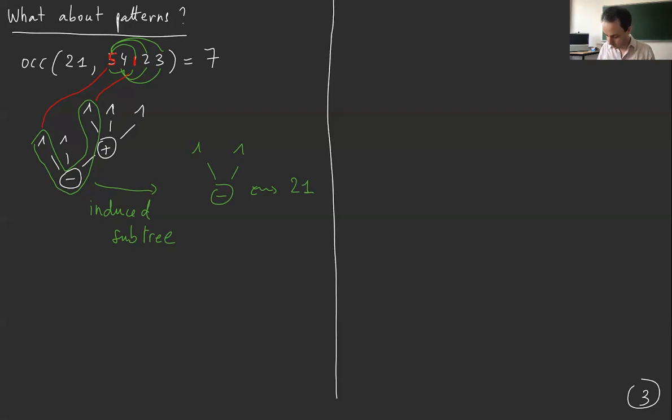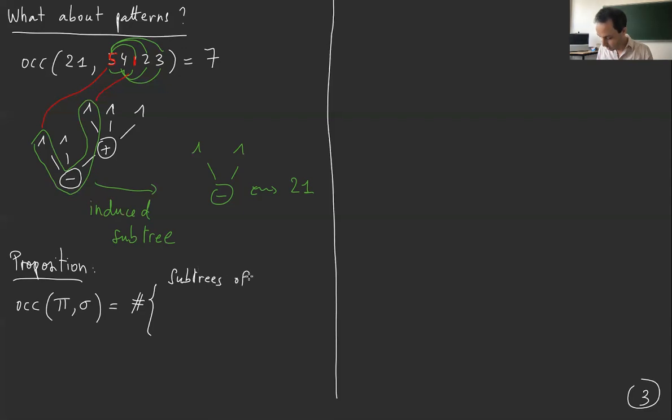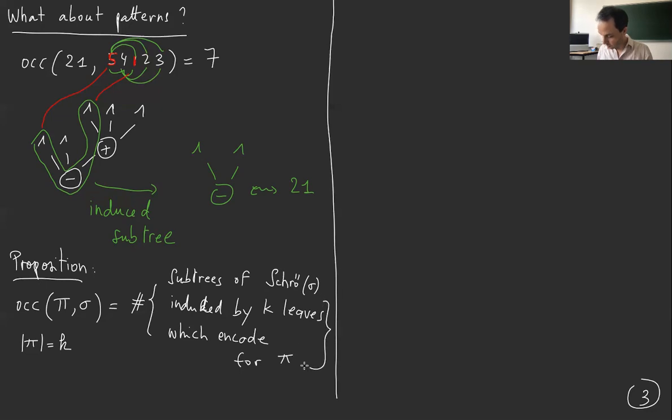So, a kind of proposition. The number of occurrences of pi in sigma is the number of subtrees in the Schroeder tree of sigma induced by k leaves, where k is the size of pi, which encode for pi. Okay.